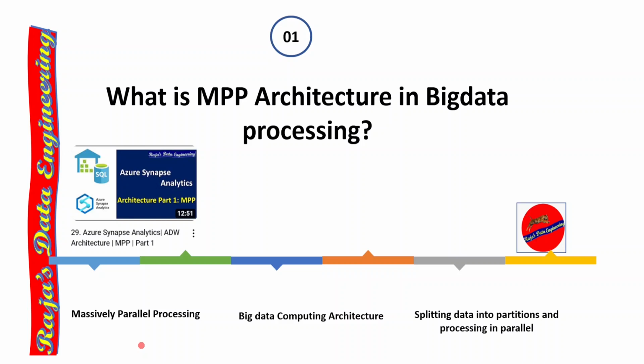Then it will distribute the data across multiple nodes. Each node will contain multiple cores. So each core will start processing a certain partition in parallel. So with the help of MPP, we can process a huge amount of data. Without this computing architecture, it is not possible to process a huge amount of data. So this is what we have to focus on in our answer.